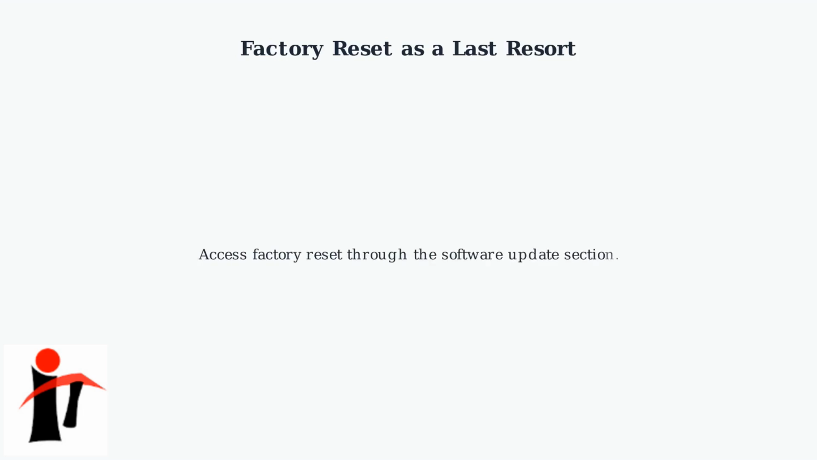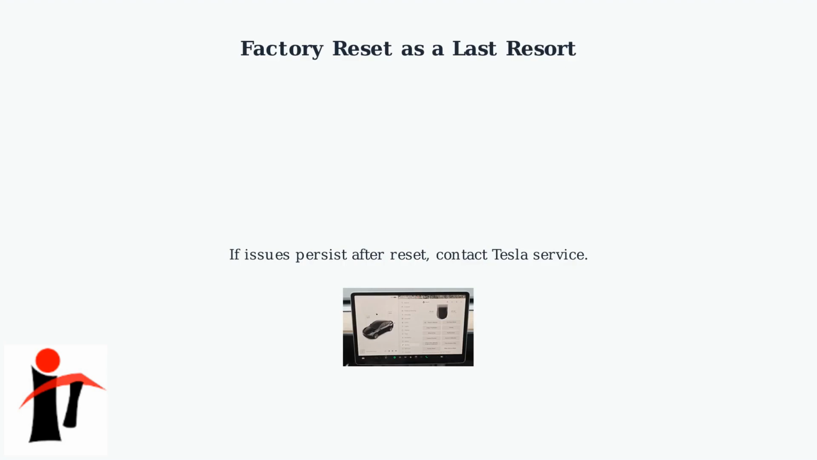To perform the reset, navigate to the Software Update section in your Tesla's touchscreen controls and select the Factory Reset option. This process may take several minutes to complete. If Sentry Mode problems continue even after a factory reset, contact Tesla service for professional assistance. They can perform deeper diagnostics and potential hardware checks.